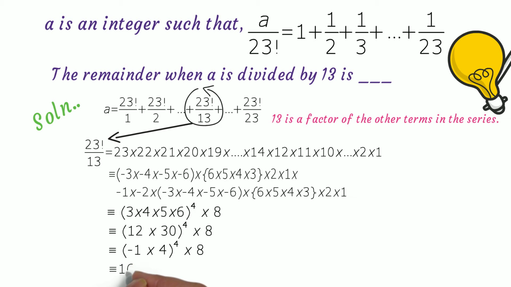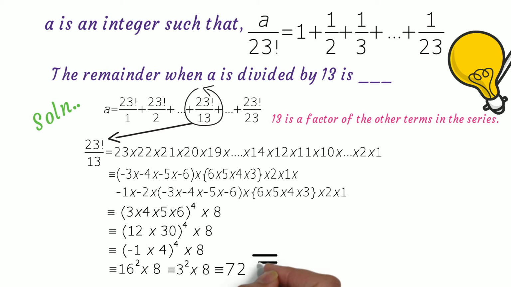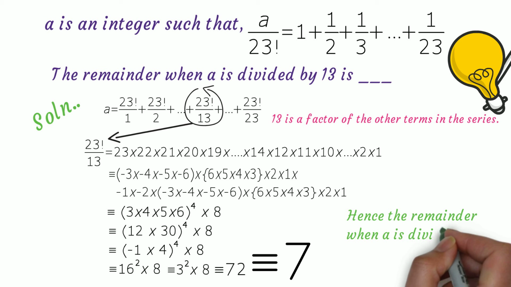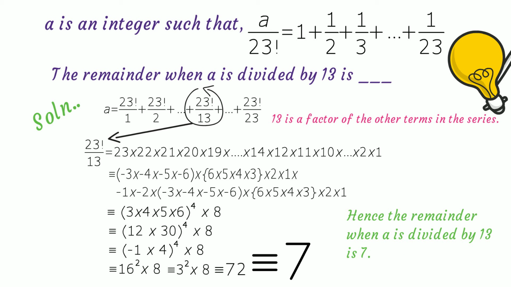Substituting them back, we get 16 square into 8. 16 is 3 mod 13. Now we have 3 square into 8 in hand, that is 72. 72 upon division by 13 leaves a remainder of 7. This means 23 factorial by 13 is congruent to 7 mod 13, and hence a leaves a remainder of 7 upon division by 13. Thank you.